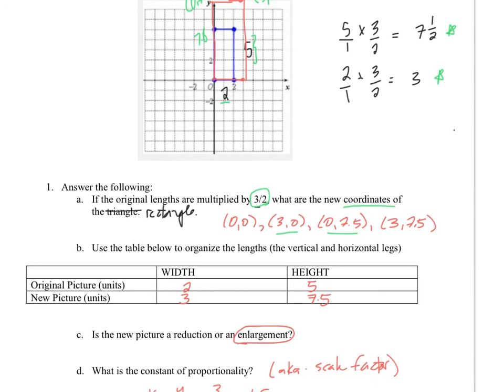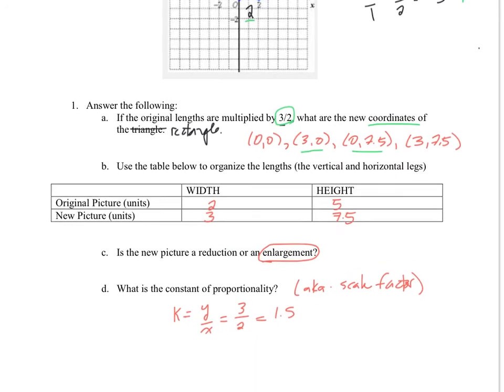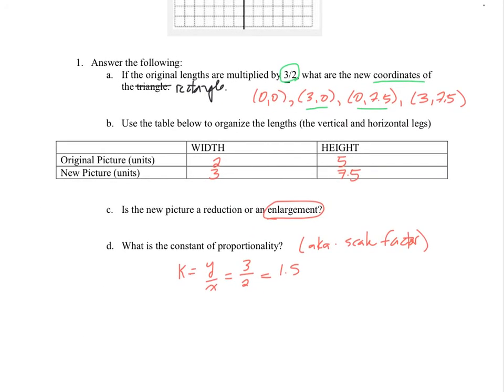Okay, so after we find the coordinate points, we just have to fill in the chart now. So the original picture was a distance of 2 units, and the original height was 5, and so we just throw in these numbers that we calculated already. So that's 2 to 3 and 5 to 7.5. Because the picture is getting larger, that's why we called it an enlargement.